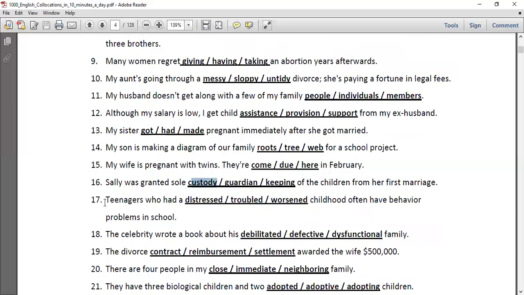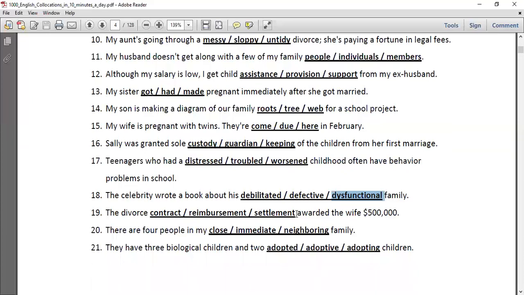Number 17, teenagers who had a troubled childhood often have behavior problems in school. Number 18, the celebrity wrote a book about his family, about his dysfunctional family. Number 19, the divorce settlement awarded the wife $500,000. Number 20, there are 4 people in my immediate family. Number 21, they have 3 biological children and 2 adopted children. This is the end of lesson 1, collocations lesson 1. Thank you very much.